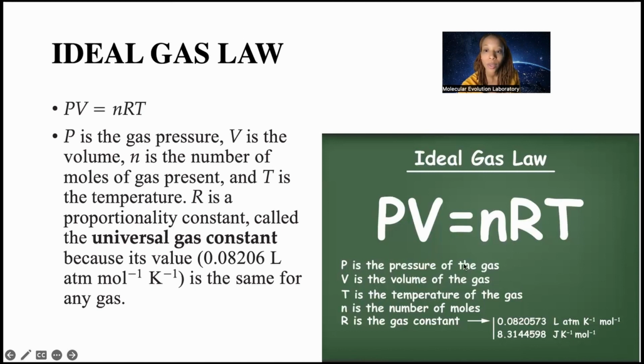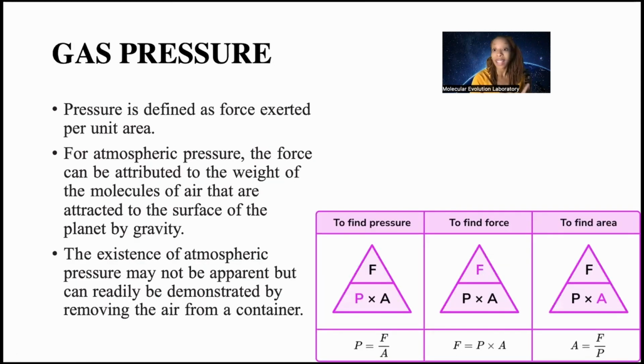We're basically showing the same thing here. P is the pressure of the gas, V is the volume of the gas, T is the temperature of the gas, n is the number of moles, and R is the gas constant. As we've said before, this is represented as 0.082 liter atmospheres per Kelvin per mole, or 8.314 joules per mole per Kelvin. The gas law looks at pressure, volume, temperature, and moles of gas.